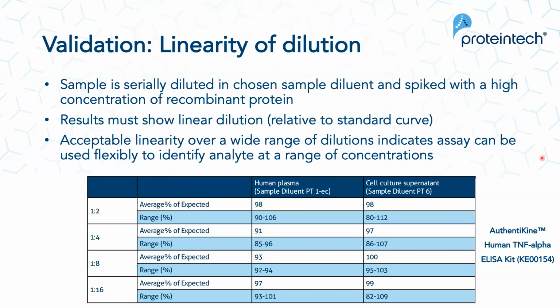Something that's quite interesting is that sometimes matrix interference will only occur if a factor is present at concentrations above a certain threshold. So that's why you want to ensure that you're looking at samples that have been serially diluted, because then you'll be able to assess at what point that matrix starts to interfere with the binding kinetics of the antibodies. So that's why we perform our linearity of dilution.